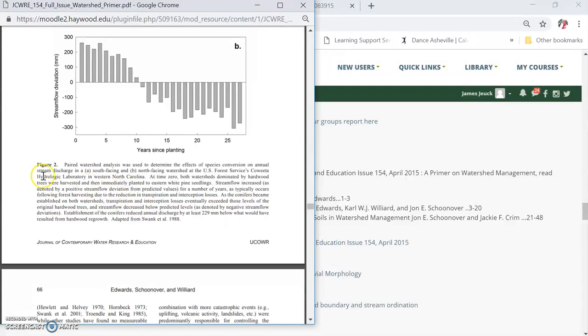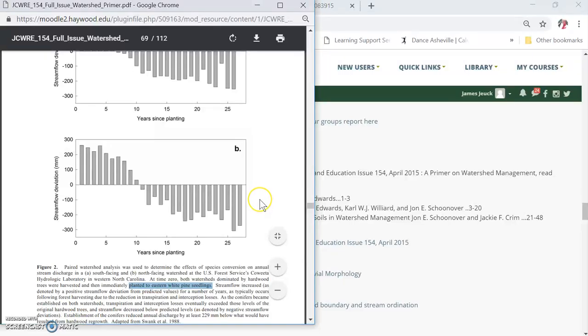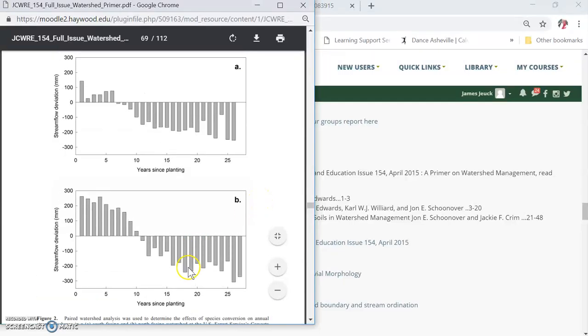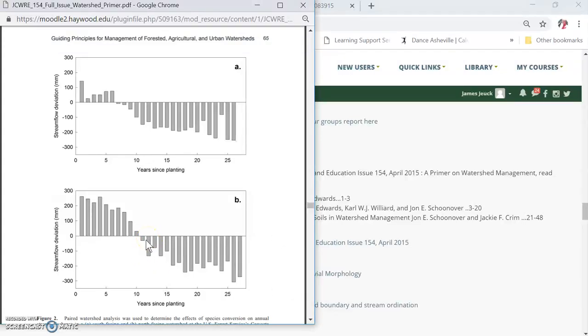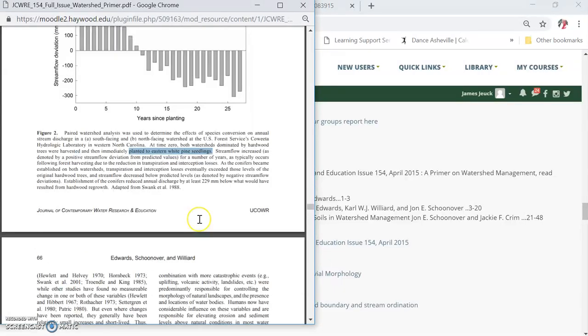And this is, again, another one right at Coweta. Okay. So they did a conversion of hardwoods to eastern white pine. And this was their study that led them to say that when you plant white pines on an area, if you convert from hardwoods to white pines, you basically end up with less water making its way down to the stream channel. So if you're trying to harvest water, let's say you're in a watershed for your municipality, planting white pines is probably not the best thing in the world.